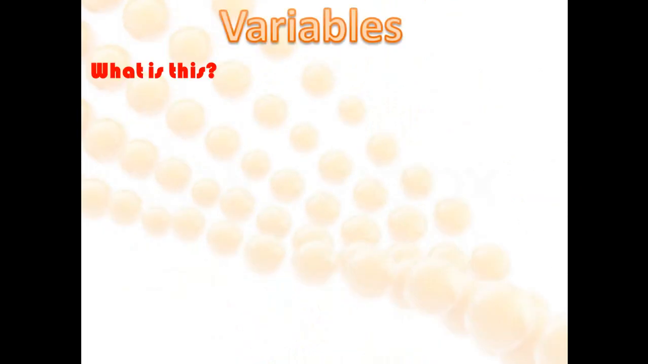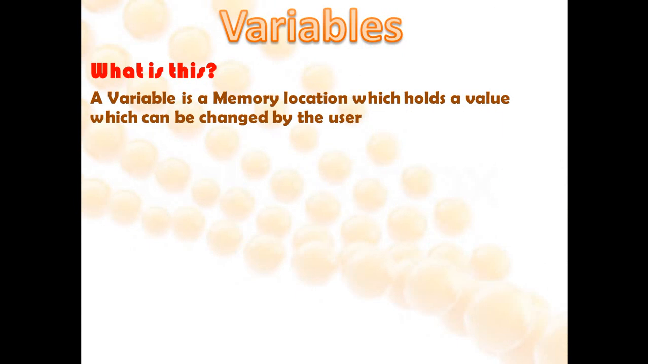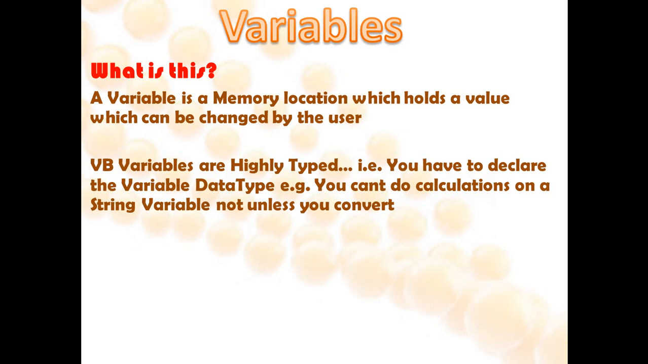So variables are just memory locations, like a part of your RAM memory where you can declare it so that you can use it to store a value which will keep on changing as the user chooses to change the value. Visual Basic has strongly typed variables.